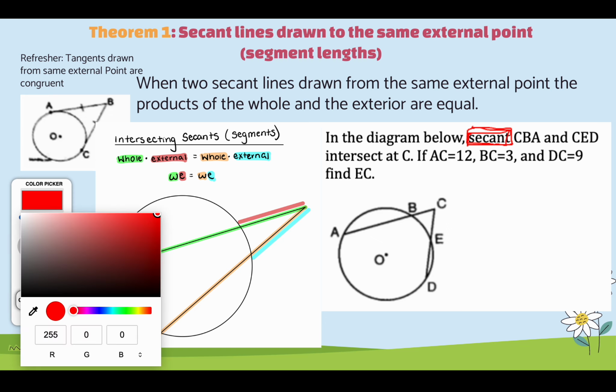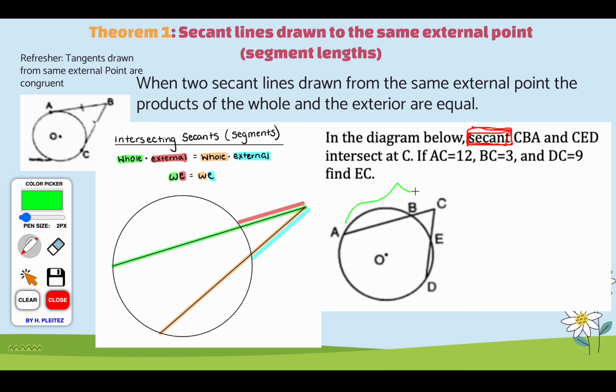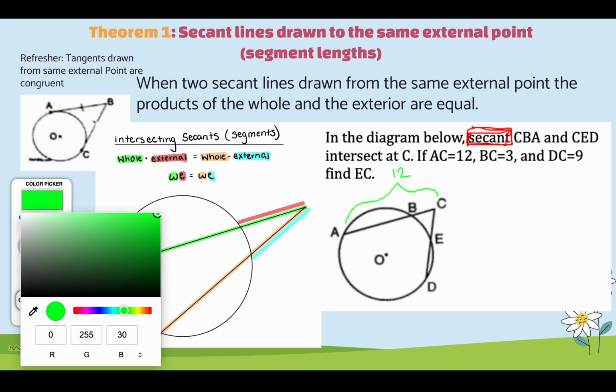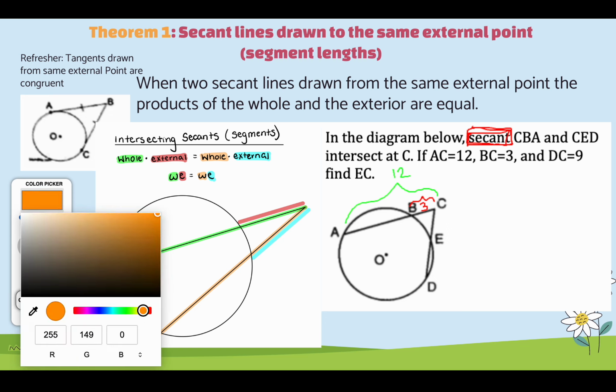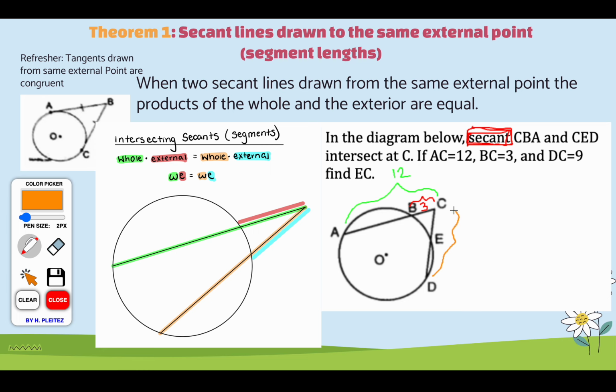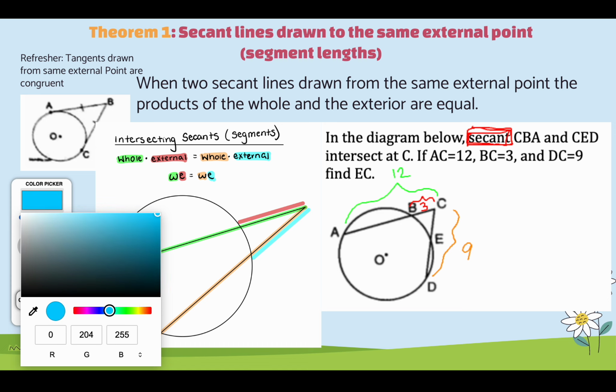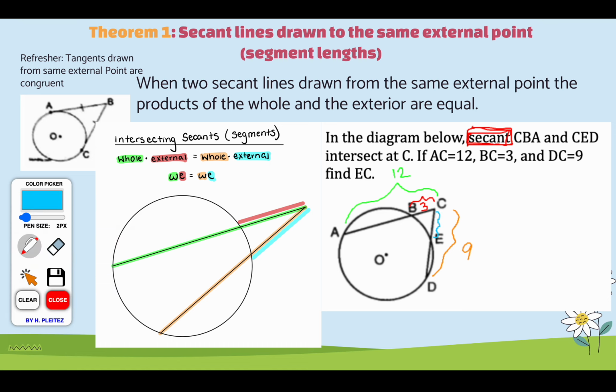So they first give us that the entire value of AC, right, that's this entire secant line or segment, is 12. It also gives us that BC, which if you notice, BC is just the external part of our secant. BC is 3. It gives us that DC is 9, and DC is the entire value of the other secant, and it wants us to find EC. Now, EC is this external portion of our secant, right?